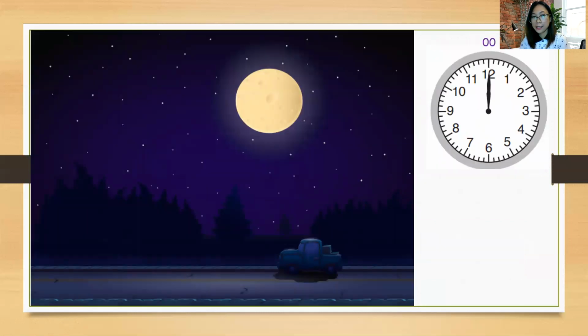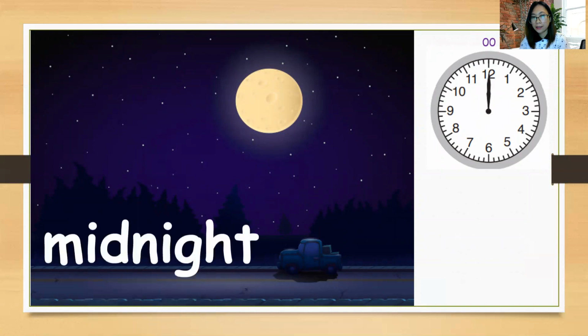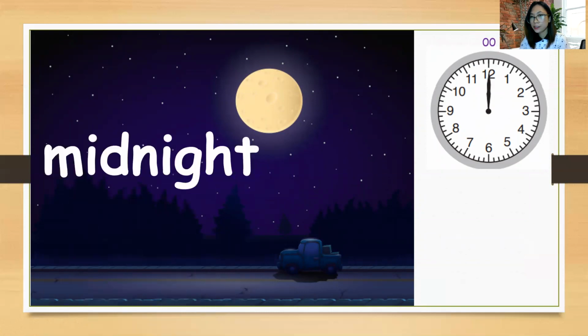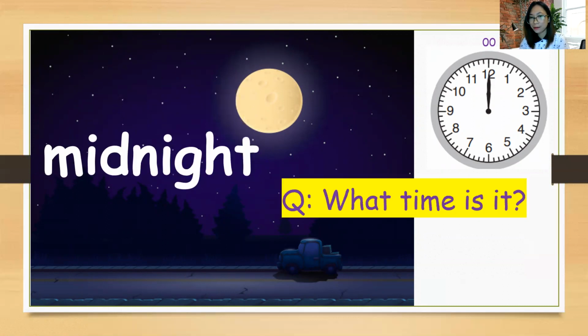Okay, next. This picture shows midnight. Let's guess the time. What time is it? Let's look at our format here: hour, minute, and then hours. Let's look at the clock.